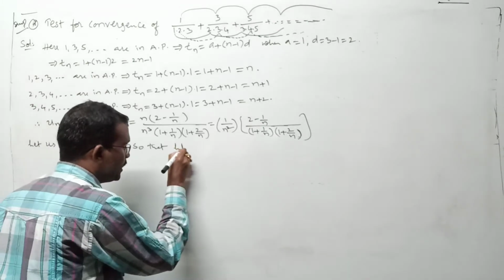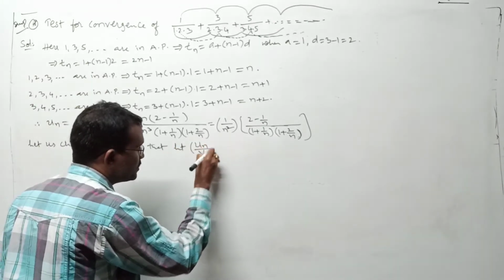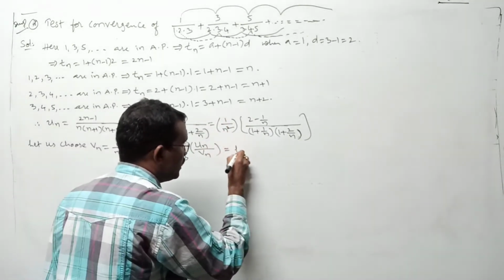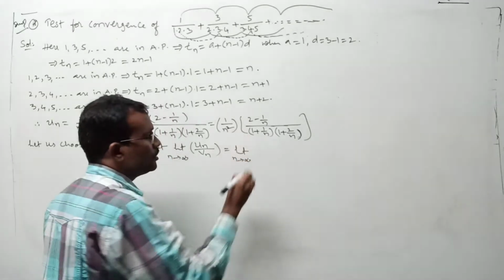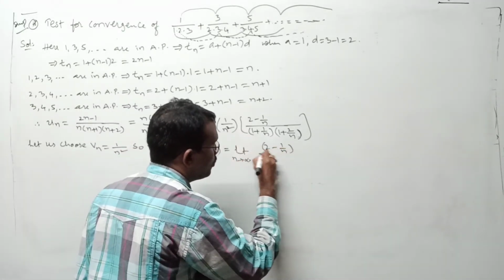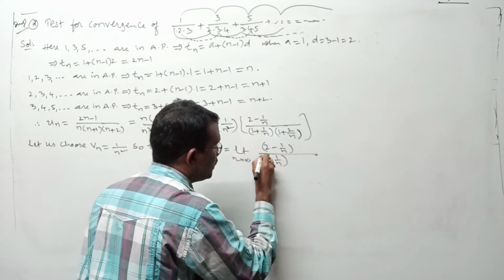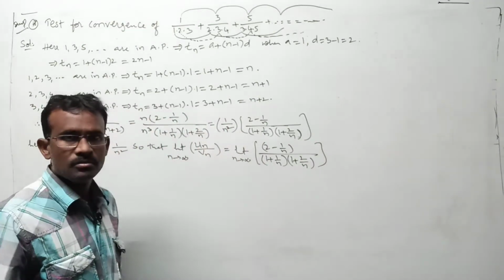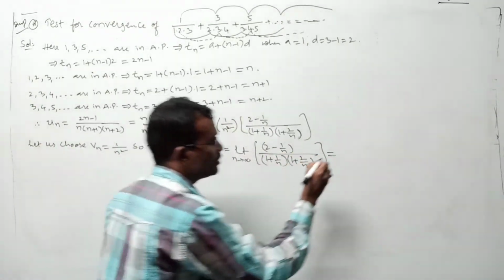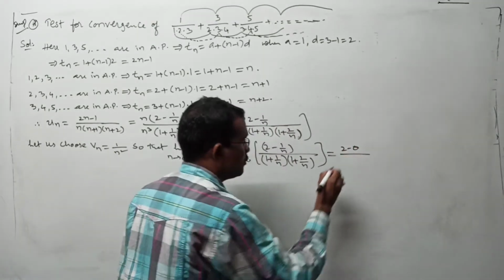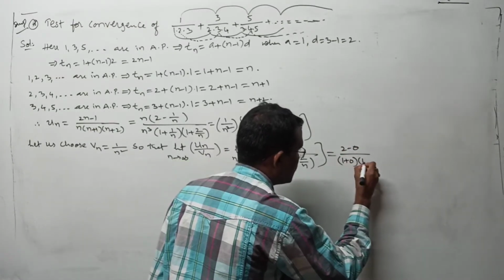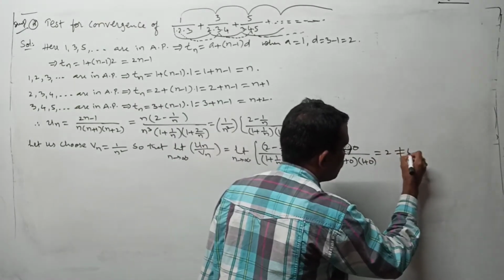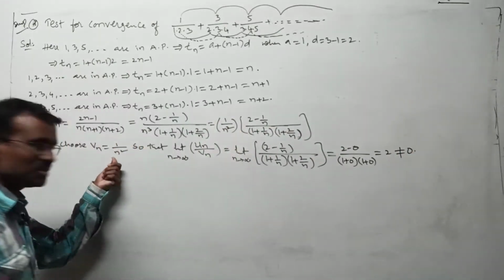For that, find the limit of un by Vn as n tends to infinity. In un by Vn, these two get cancelled. It is the limit as n tends to infinity of 2 minus 1 by n, whole by 1 plus 1 by n into 1 plus 2 by n. Any problem here? This is the limit condition; take it inside: 2 minus 0 by 1 plus 0 into 1 plus 0. That means 1 into 1 is 1, 2 minus 0 is 2, 2 by 1 is 2, which is a non-zero real number. So our selection is correct.